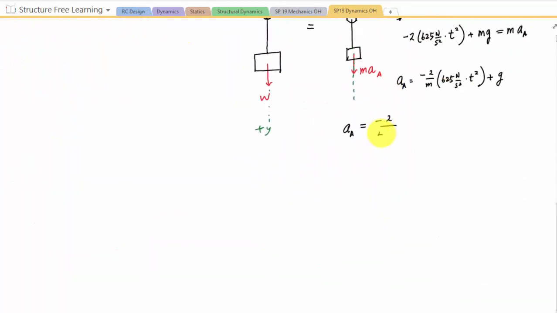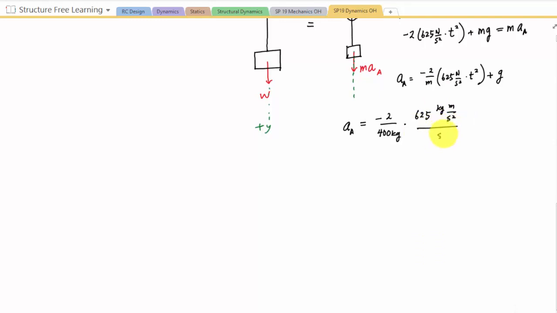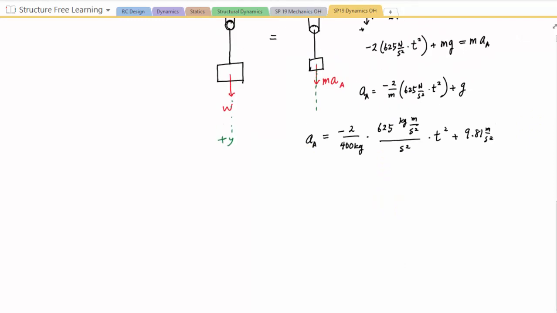Yes. So here, 400 kilograms times 625 kilogram meters per second squared divided by second squared times time squared plus 9.81 meters per second squared. And the kilogram units cancel here. That's convenient. What I'm left with is that this function, let me do some quick calculation, 1250 divided by 400.